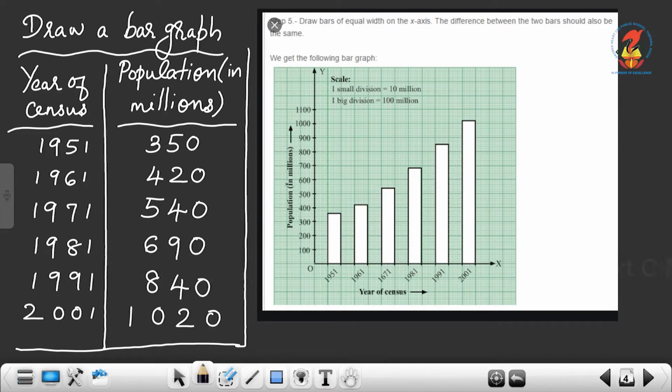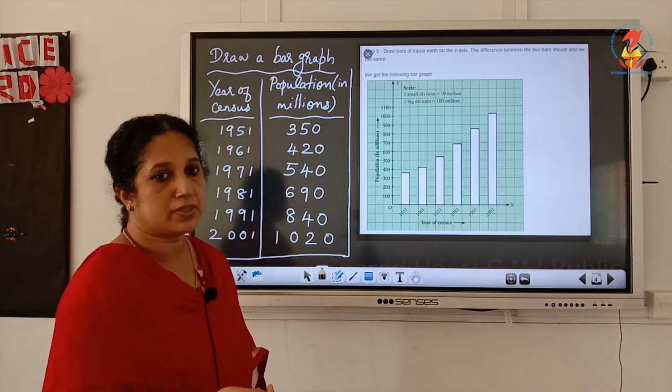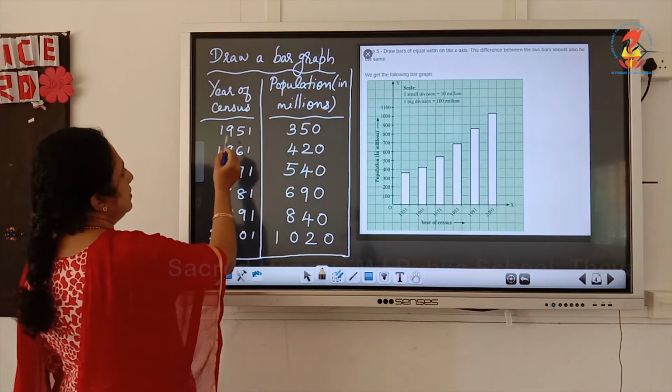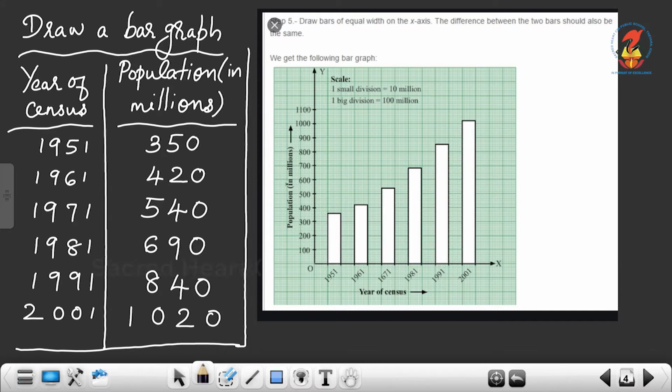Now look at that, how we can draw the bar graph in the graph sheet. So we have to draw the bar graph on graph paper. The year of census is given and the population in millions. First you have to draw two mutually perpendicular lines. The horizontal one we will mark as the x-axis and the vertical one we will take as the y-axis.